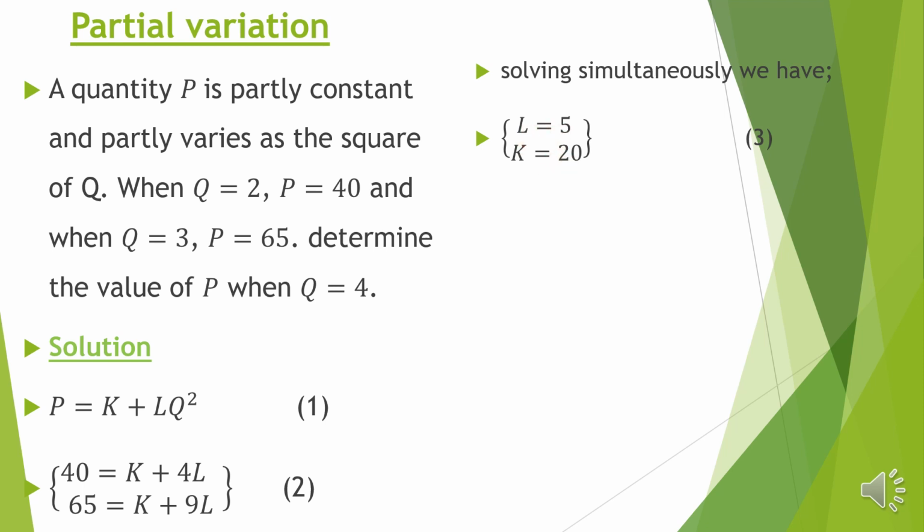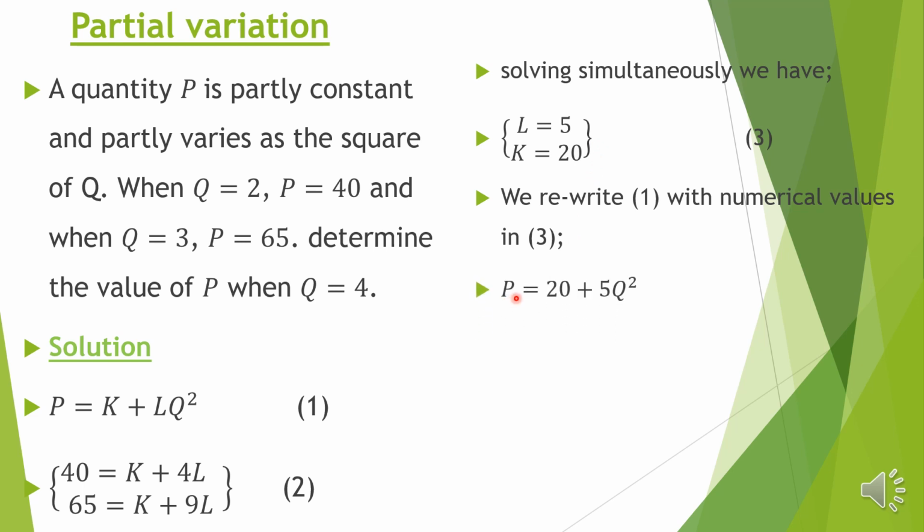Now, once we have gotten the values of L and K, which are constants, we will rewrite equation 1 with the numerical values obtained in 3. So we are going to have equation 1 written as P equals K, which is 20, plus L, which is 5, times Q squared. Now we've written our equation including the constants that we've calculated. Now we go back to the question, which was asking to determine the value of P when Q is 4.